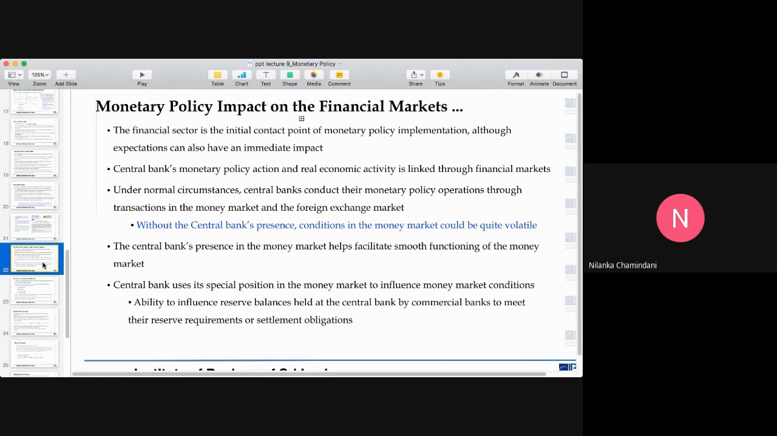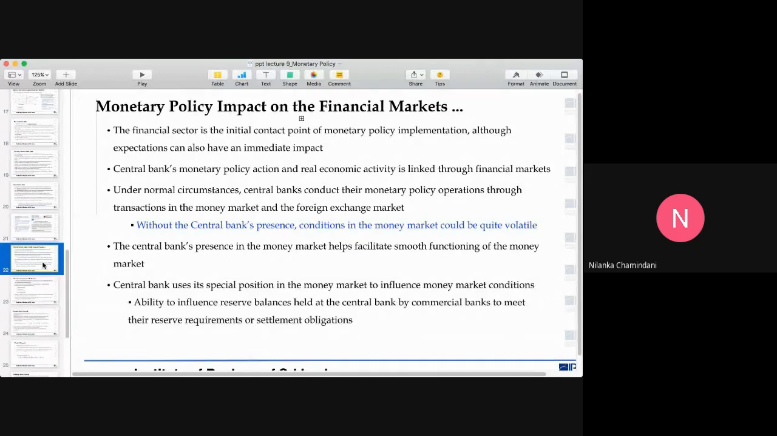Okay, so the financial sector is the initial contact point of monetary policy implementation. We know that the financial sector is a very broad concept. When we take the financial sector, there are different types of entities, as we discussed: financial institutions are there, financial markets are there, the money markets, the short-term money markets, and also the capital market. Like that, there are different segments, but overall, monetary policy implications are first on the financial sector.